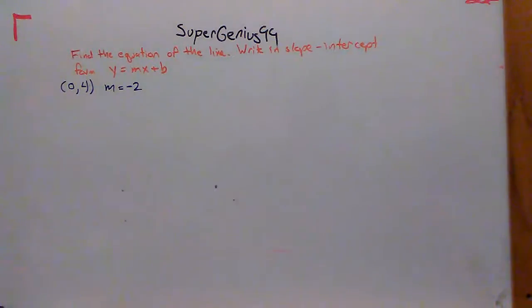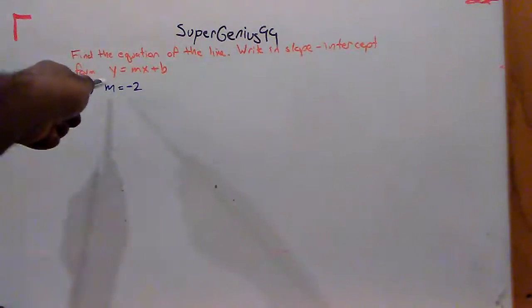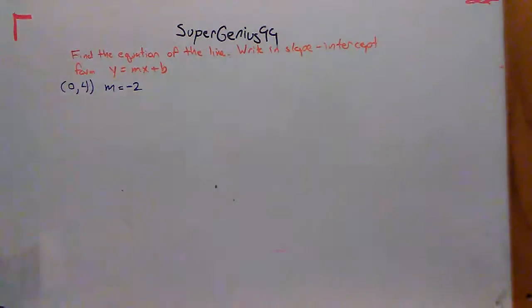Today we're going to be finding the equation of the line. Okay, so let's read the problem. Find the equation of the line, write in slope intercept form, which is y equals mx plus b.